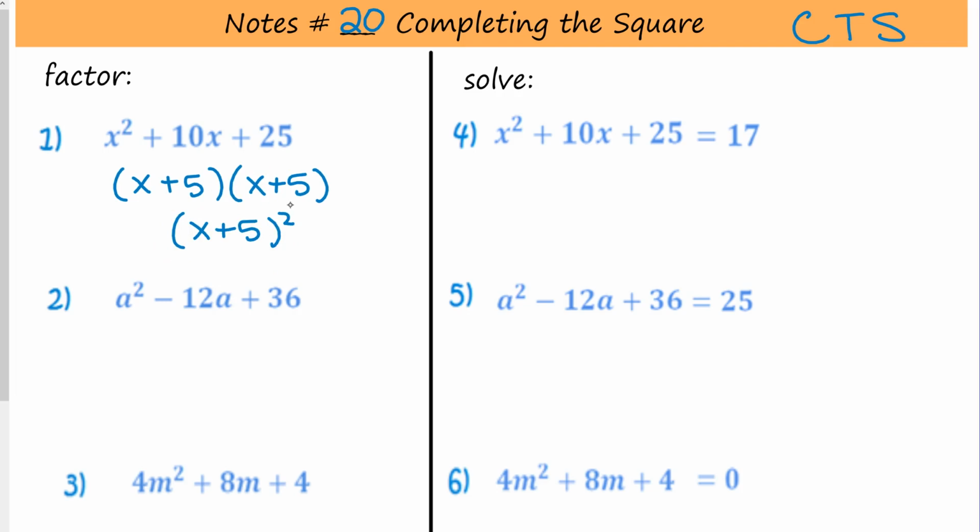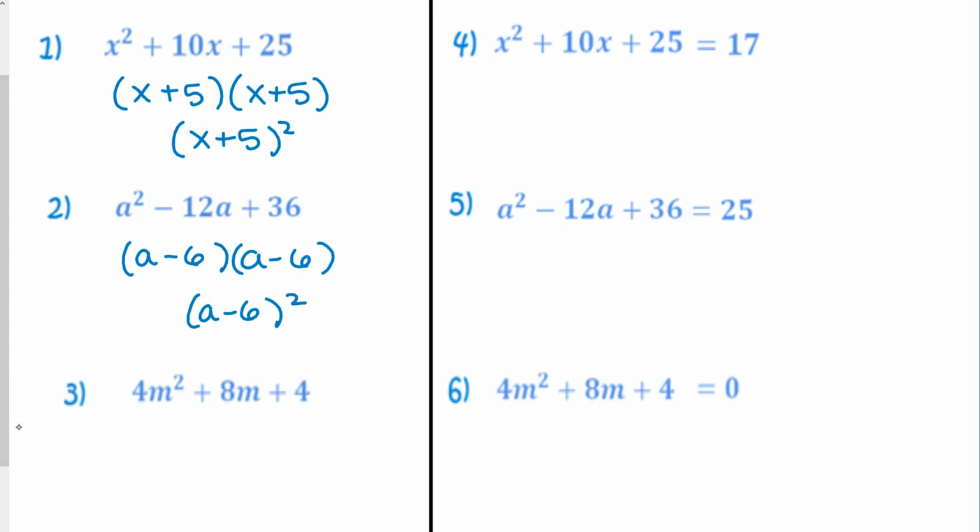Number 2 is also a perfect trinomial square. So it also factors into the same thing twice, a minus 6 times a minus 6, and that would be a minus 6 quantity squared. And number 3, also a perfect square trinomial or perfect trinomial square. We could approach this one in a couple of different ways. We could factor out the 4, which is the best idea. Look for that greatest common factor and factor it out first. And then what we have left in the parentheses can be factored into m plus 1 times m plus 1, so m plus 1 quantity squared.